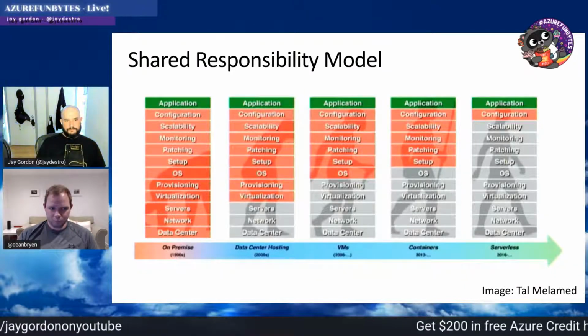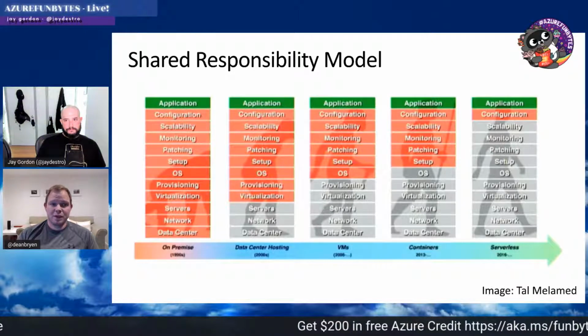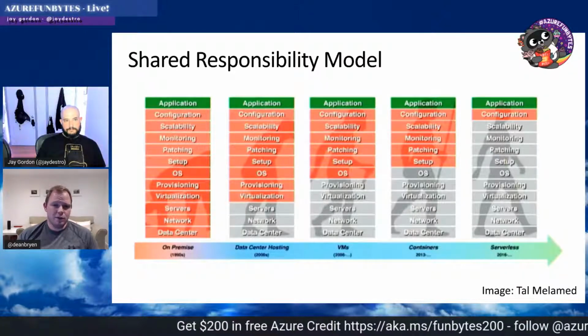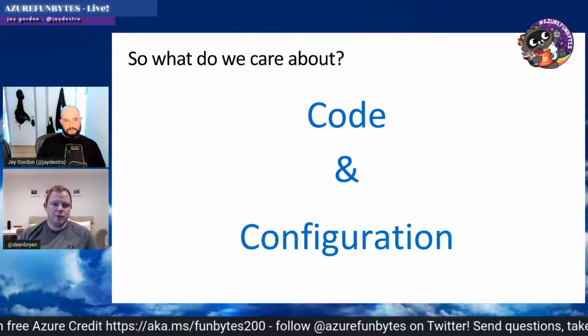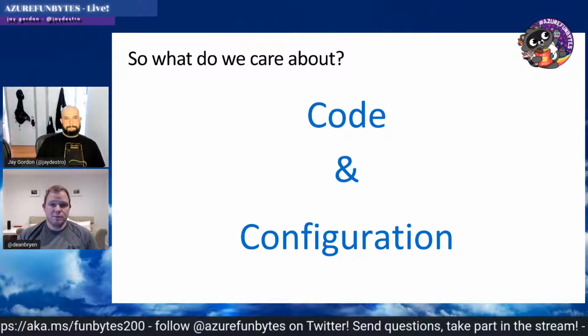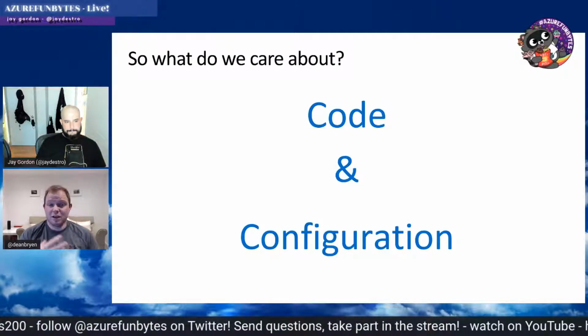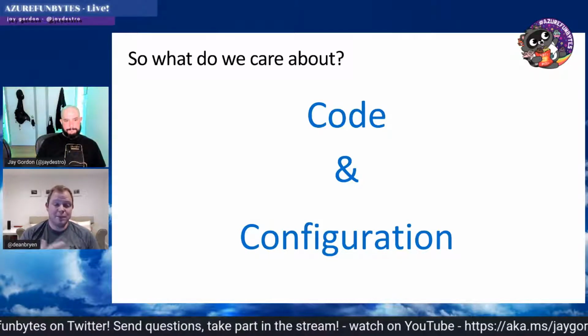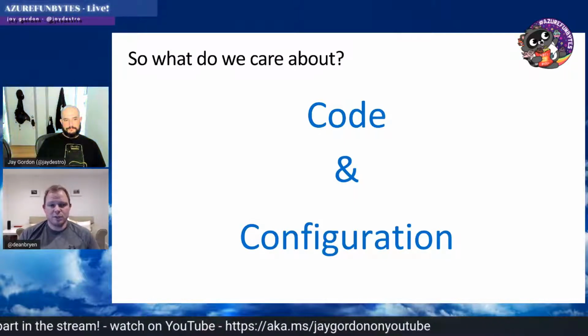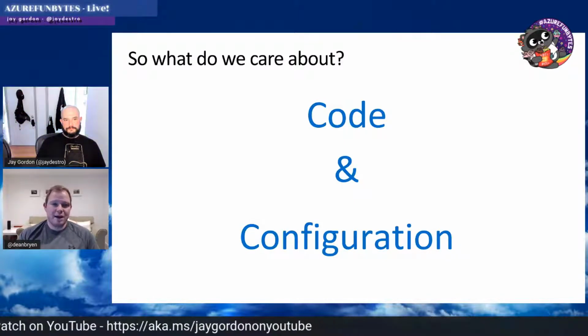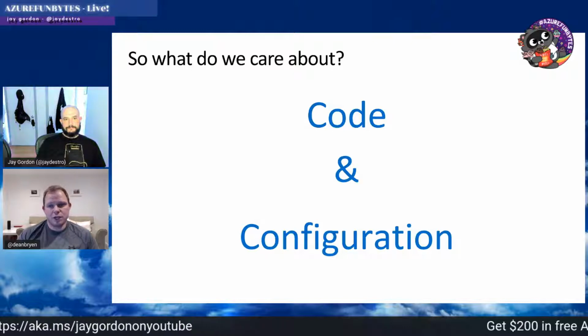So the point here is that in serverless, we only really care about a couple of things, right? We care about our code and our configuration. We need to configure these serverless things: our functions, our function apps, our storage accounts, our Cosmos DB databases, our queues and event grids and whatnot. But we just really care about configuring those and our code, our logic.